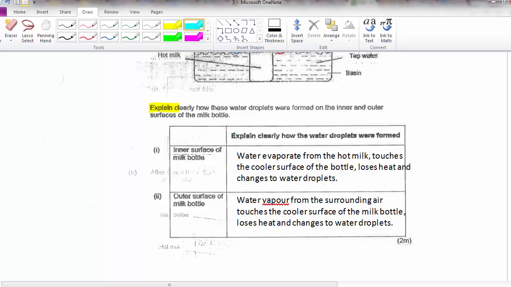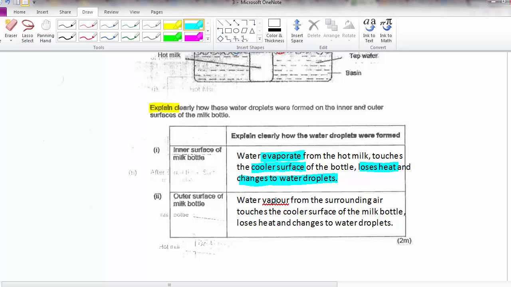So basically what happens is water will evaporate from the hot milk, touch the cooler surface of the bottle, lose heat and change to water droplets. So remember, when you explain how, this is basically condensation. Okay, so for the explanation of condensation, there are a few things. One is that evaporation occurs, the water vapor touches the cooler surface, loses heat, and then changes to water droplets. Okay, so these few things must be mentioned all the time.